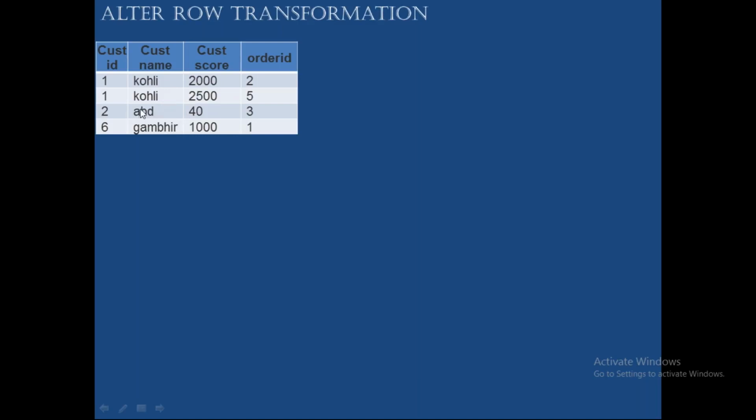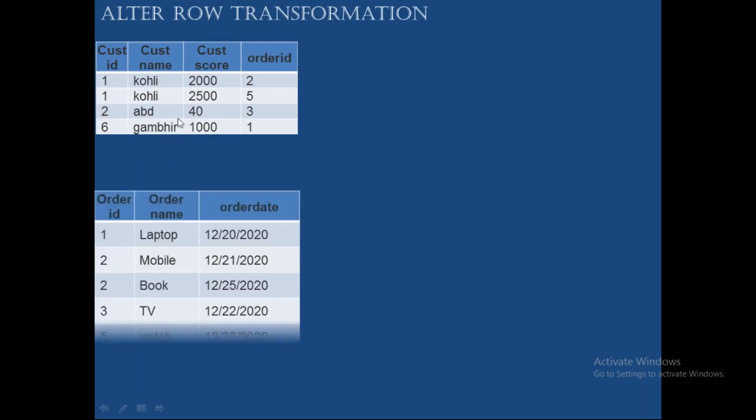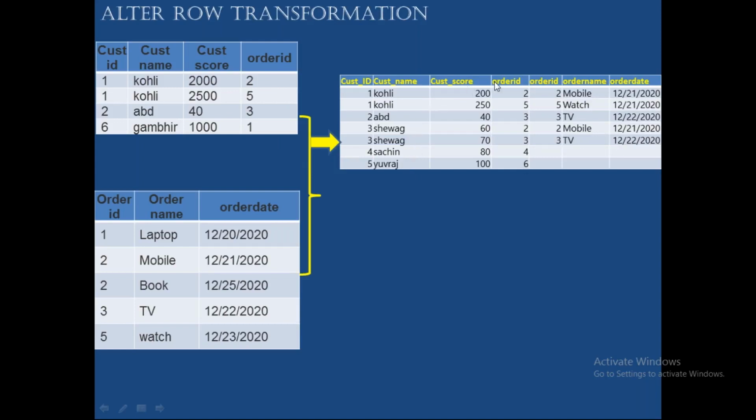The ABD record is not updated, it is coming as it is. Six, Gambhir, 1000, this is completely a new record. So these records I'm going to look up on this table. Then on this result I want to do an upsert. Upsert means this is the previous data, and on this data I want to do the upsert.